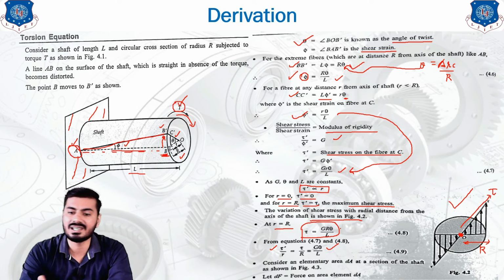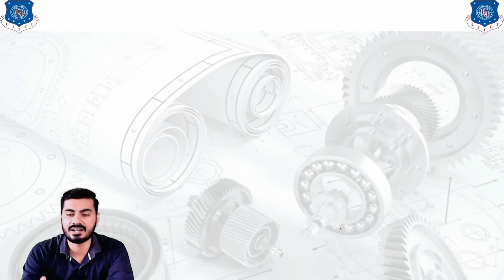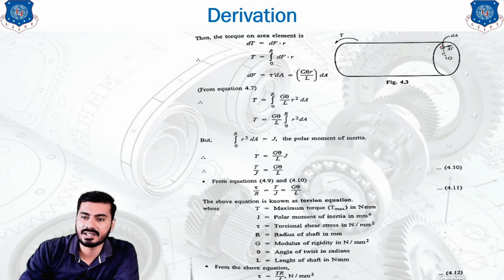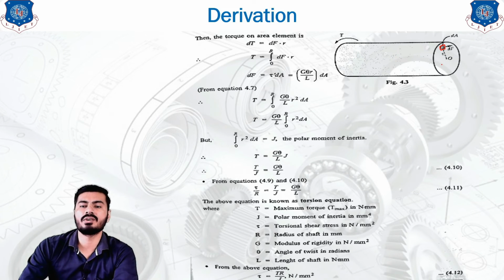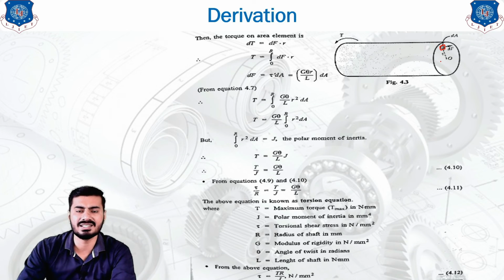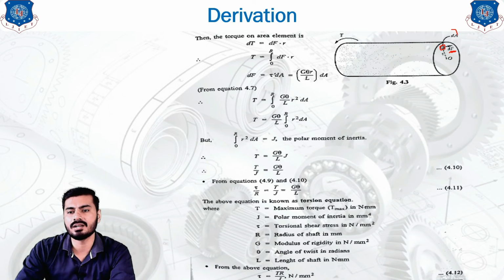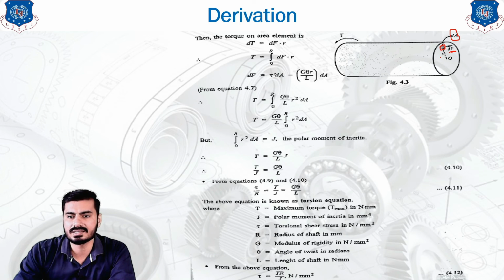Consider an elementary area dA at the section of the shaft, and let dF be the force on that area, which is represented in this diagram. As you can see, there is a very small elemental area over here. We have kept it small so that we can easily apply the assumption on that area. The force acting perpendicular to that area is dF, which is represented in this diagram. The area of this elemental area is small dA, and the radius of this area is small r.